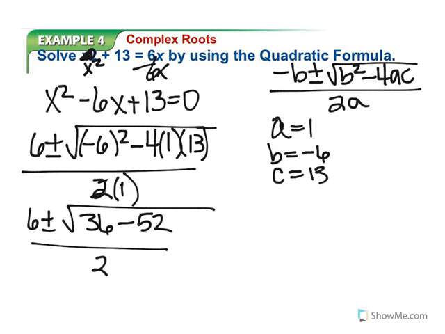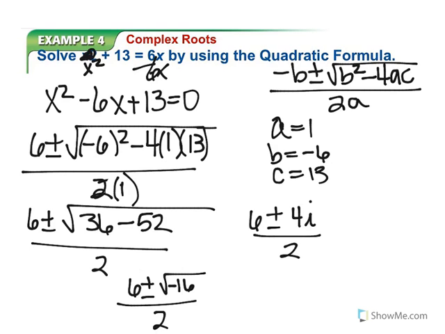Now, when you actually take 36 minus 52, you're going to get a negative answer. And that's going to give you 6 plus or minus the square root of negative 16 divided by 2. Now, remember, when we're dealing with negative numbers underneath the radical, we have to pull that out, and it has to be an i. So the square root of negative 16 is actually 4i. So we have 6 plus or minus 4i divided by 2. Now we can simplify further.